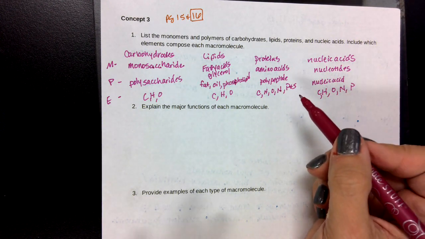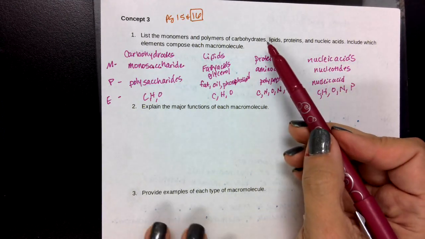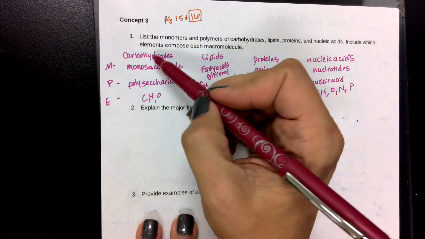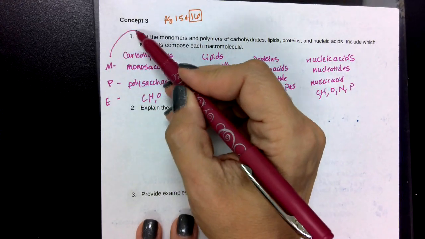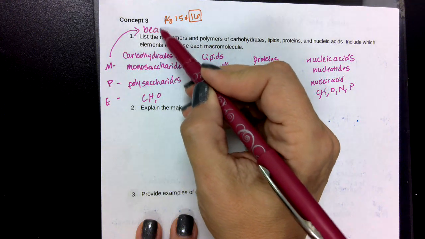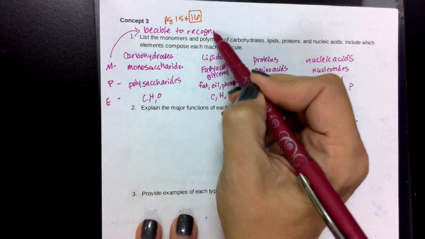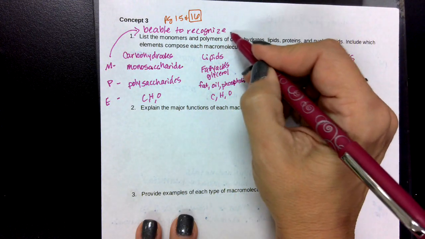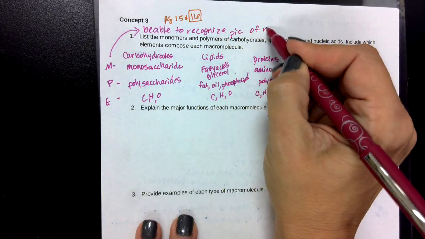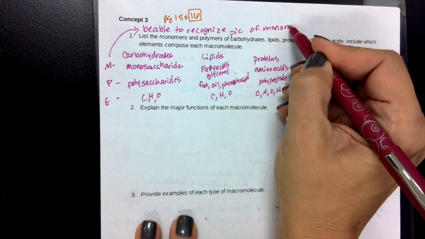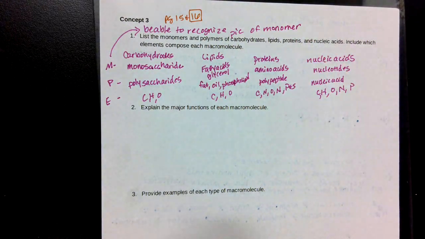Now, what you may want to note up here is you need to be able to recognize a picture of the monomers. You need to be able to recognize the picture of the monomer. That's why you have them on your chart, okay?